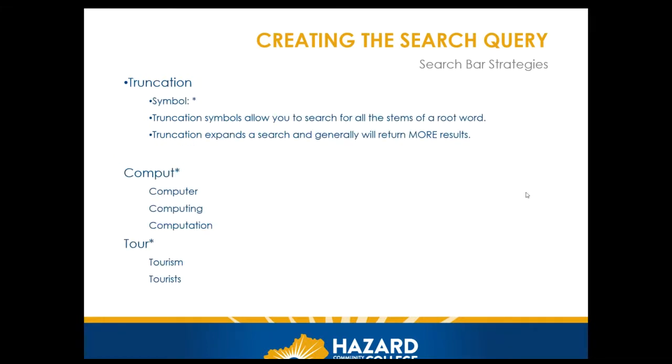Those symbols are the asterisk for truncation in the EBSCO database. These literally will just take the root of the word and substitute words that are related to that root word, like computer, computing, computation for compute, tourism, tourist for tour. And what this does is it expands your search results. I recommend using this if you're still not tied to a topic. If you're searching for a narrow topic for a subject, this might help you to really zero in on something.